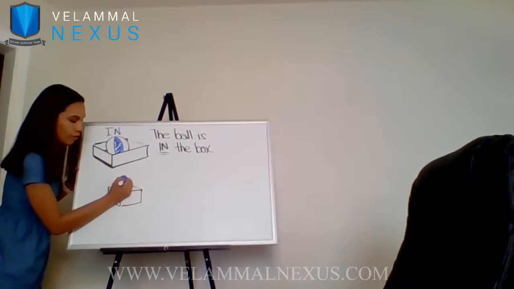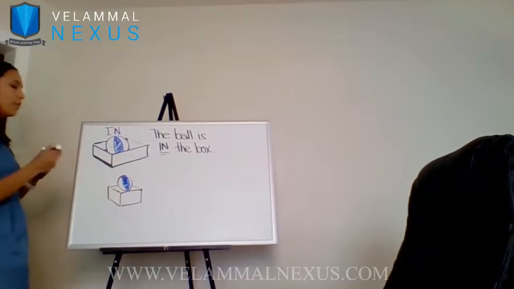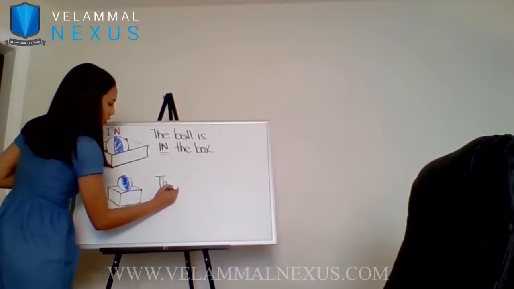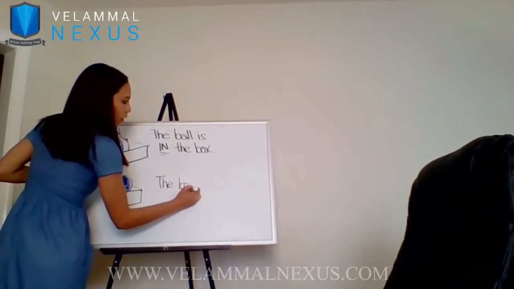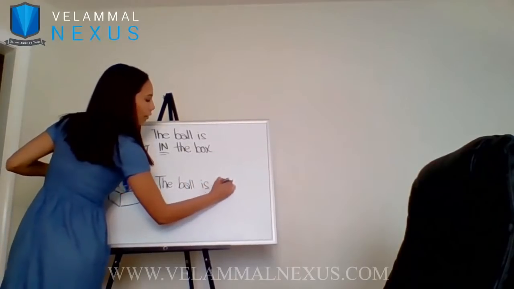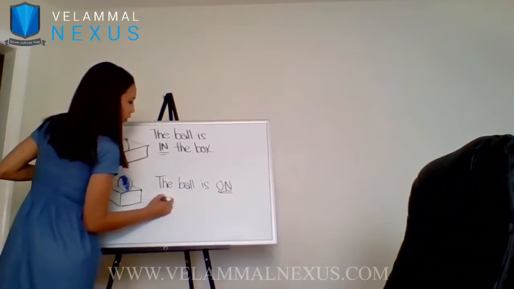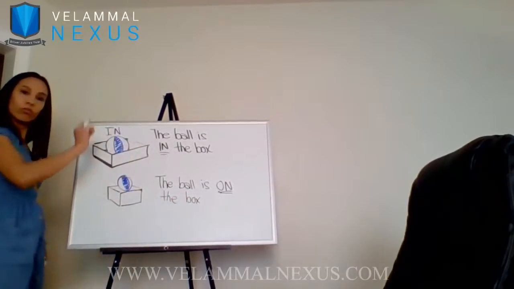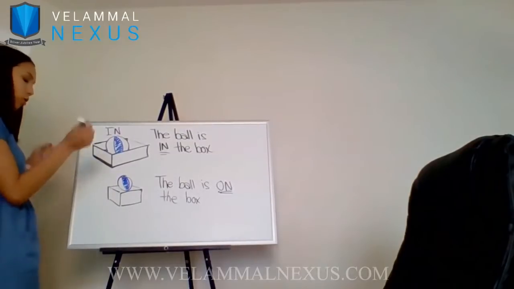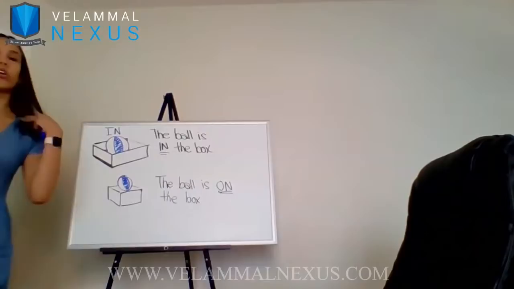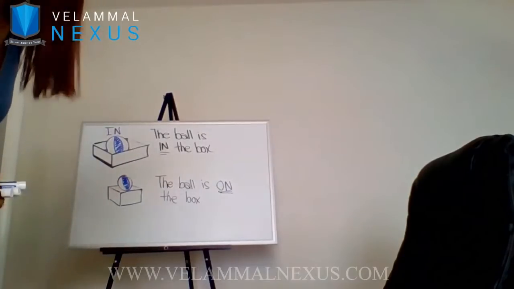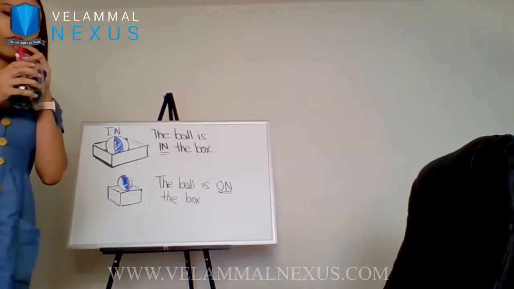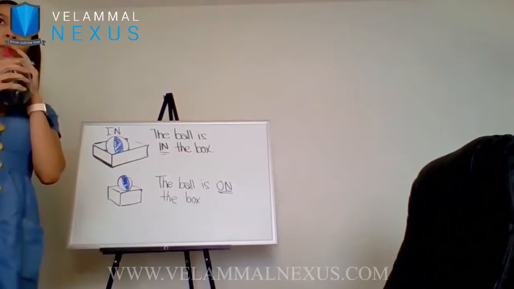Okay, you guys. So I'm going to write right here. The ball is on the box. I hope you're doing the drawings too, no? You need to be working along with me to get this English going. Okay, so while you finish those drawings, let me think of what our next preposition is. Under.